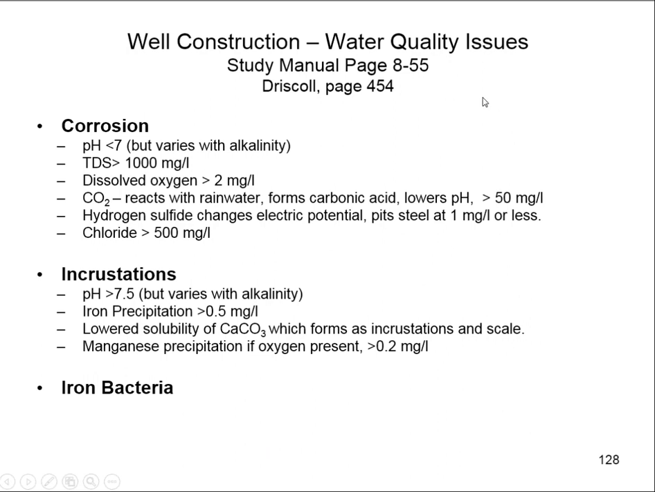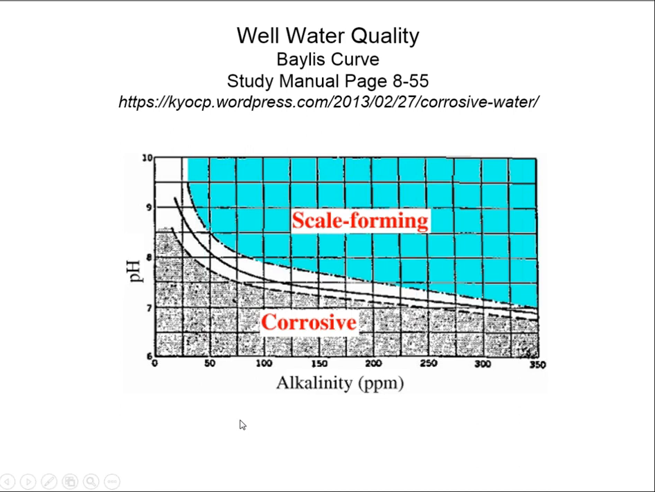Water quality is really important. And we have water with differing pHs. With a low pH, we can cause corrosion of the well screens. And with a higher pH, we get the formation of incrustations. So I want to look at the graph that shows these pH values. It depends on the alkalinity.